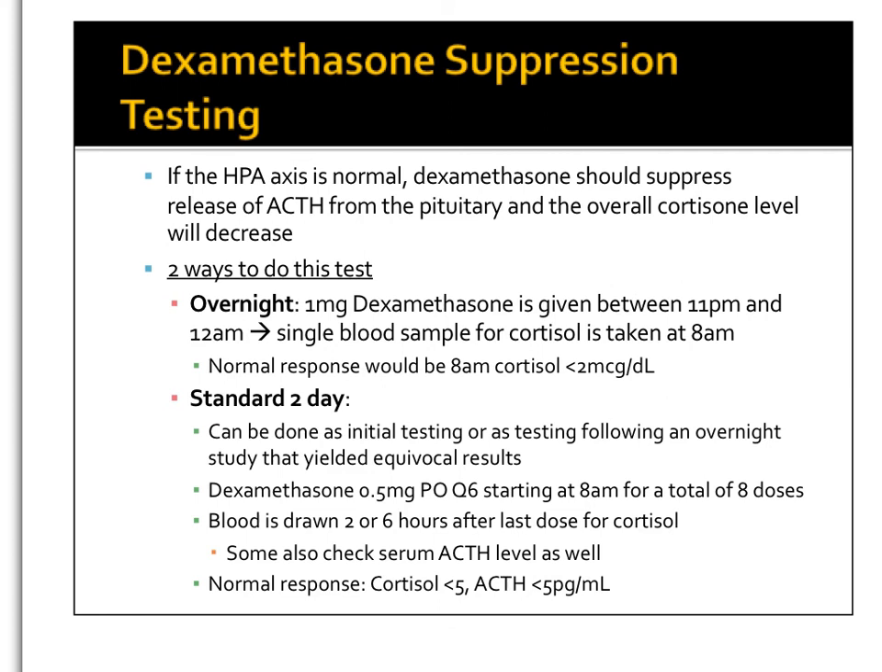Now, there's two ways to do this. There's an overnight test in which they get 1 milligram of dexamethasone between 11 p.m. and 12 a.m., and then we get a single blood sample at 8 a.m. A normal response to this should be a cortisol level less than 2.